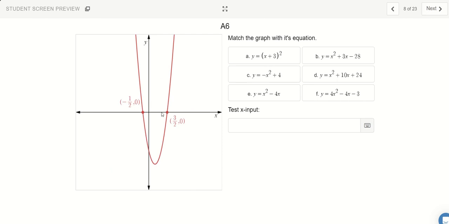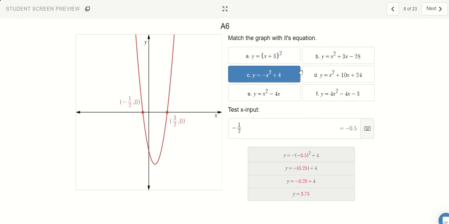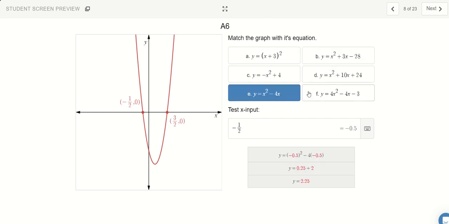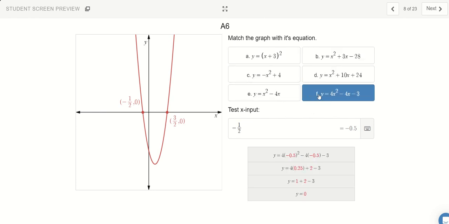And for this last one, let's see. If I plug in -1/2 into my equation, let's see, when does the height become 0? All right, so for equation F, when I plug in -1/2 and I solve, the height's going to be 0. And when I plug in 3/2 or 1.5, if I solve, the height's going to be 0. So I know that this graph has to match this equation.